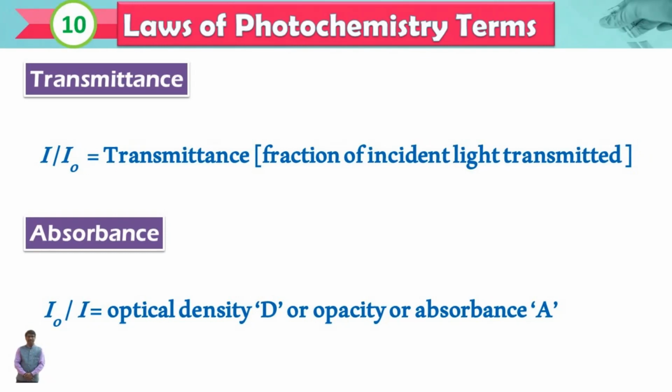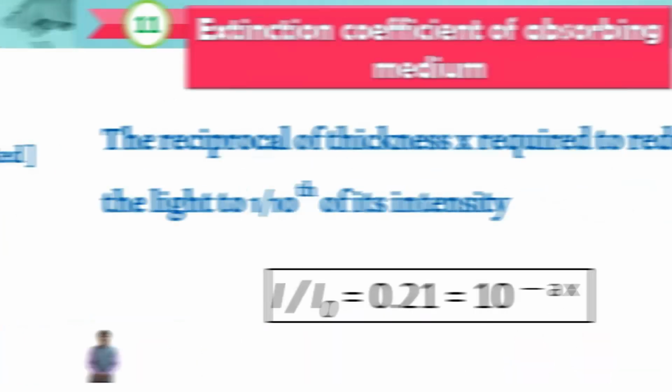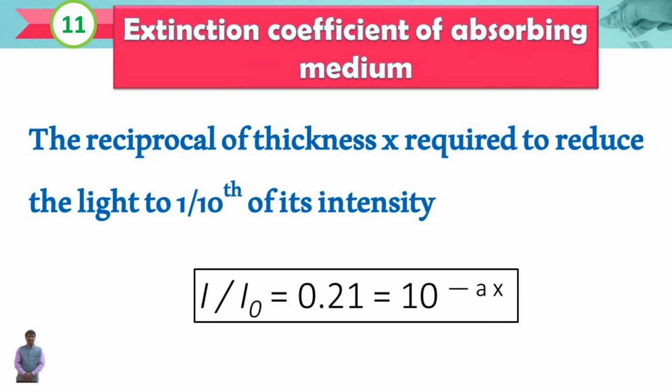Transmittance. I divided by I0 is called transmittance, which is the fraction of incident light transmitted. Absorbance. I0 divided by I is equal to optical density D, or opacity, or absorbance A. The reciprocal of thickness X required to reduce the light to 1/10 of its intensity is known as the extinction coefficient of the absorbing medium. In this equation, epsilon is the extinction coefficient.